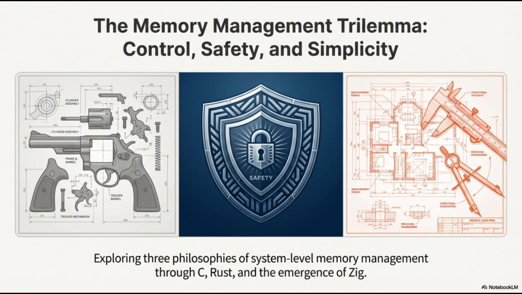Finally, on the right, we see the emergence of Zig, which champions simplicity and precision engineering. Zig avoids the hidden behaviors of other languages, opting for a transparent approach that feels like architectural design. It aims to provide the control of C with modern safety features, all while keeping the language simple enough for a single developer to hold the entire specification in their head. Over the next few minutes, we will dive deeper into how these three languages navigate this trilemma and what it means for the future of system-level development.